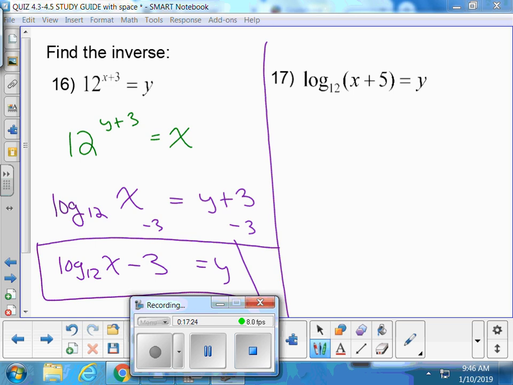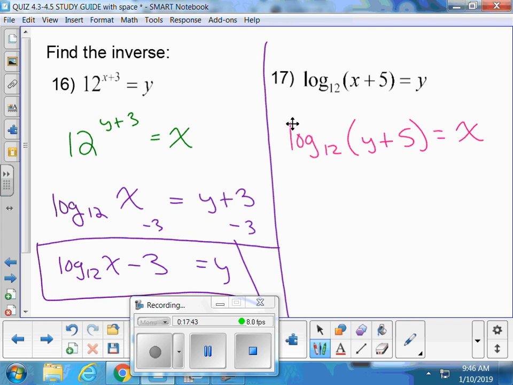Over here, we're currently in logarithmic form, so our final answer will be in exponential form, but let's do our steps to finding inverse. Switch the x and y, then resolve it. So here's me switching my x with my y.